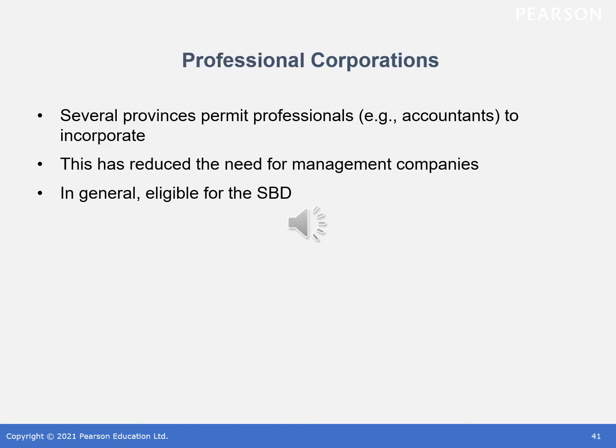Professional corporations in most provinces are allowed to incorporate, and this has reduced the need for management companies as mentioned in the previous slide. In general, they are eligible for the small business deduction. Examples of these professional corporations would include accountants, dentists, lawyers, doctors, vets, chiropractors, but specifically would exclude engineers and architects.